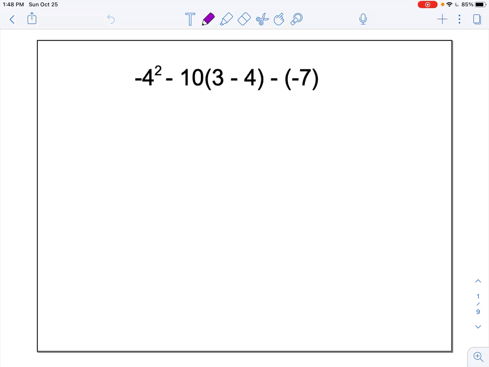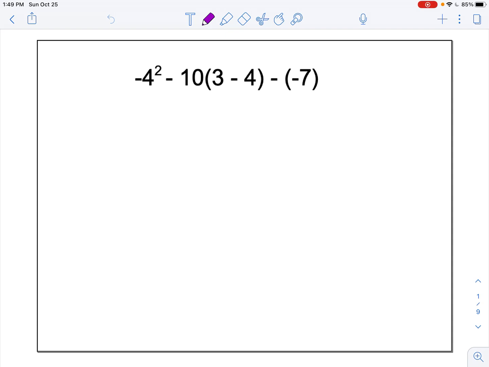So today is evaluating expressions, but we are going to warm up with a little bit of order of operations because that will be involved in the lesson. So again, I always encourage you to read these through from left to right. That is the opposite of 4 squared minus 10 times (3 minus 4) minus negative 7.